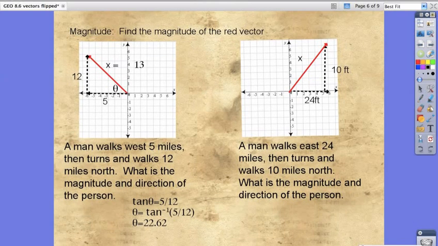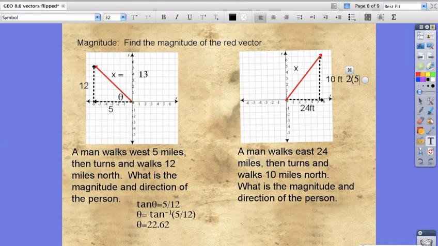to find the magnitude, knowing that the guy walks 24 miles east and then turns north and walks 10 miles, we do the Pythagorean theorem on this. Or you could realize this is also a 5, 12, 13 that we just multiplied by 2. So 2 times 5, 2 times 12, then this must be 2 times 13, which is 26. So our magnitude is x equals 26.